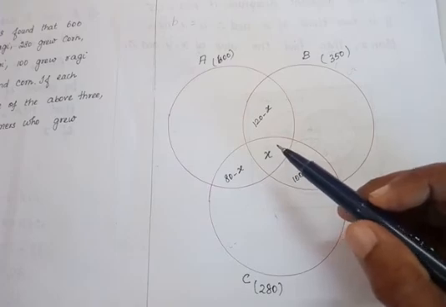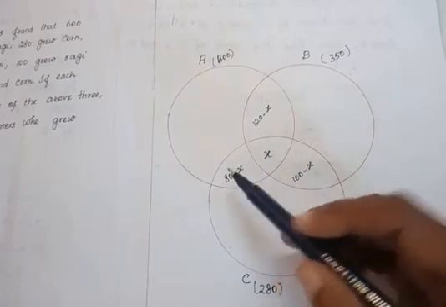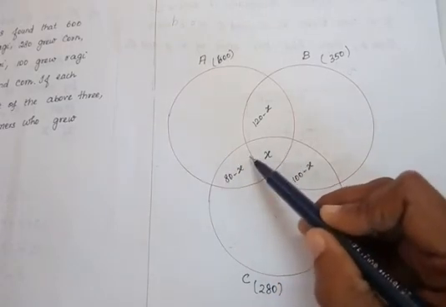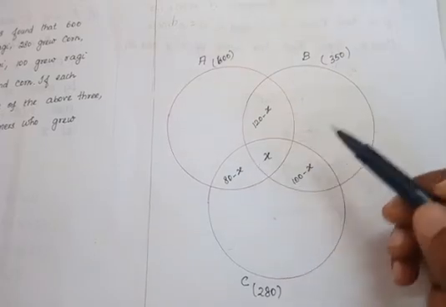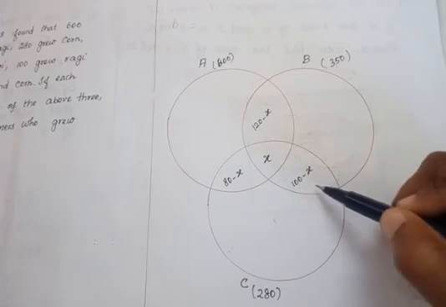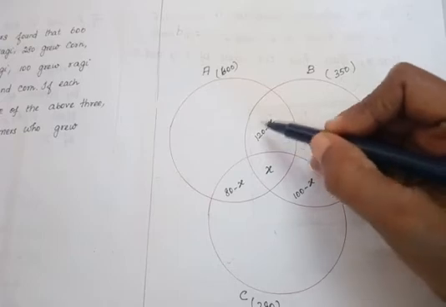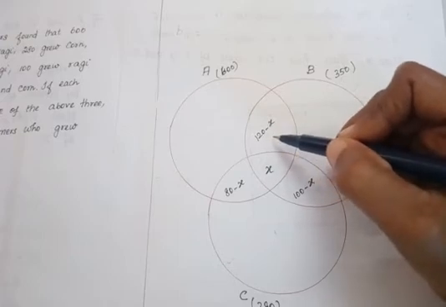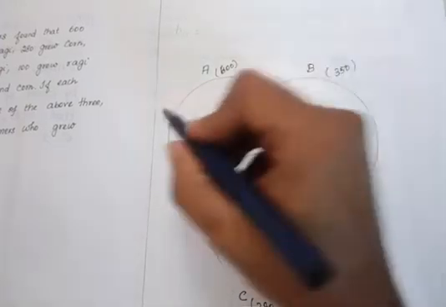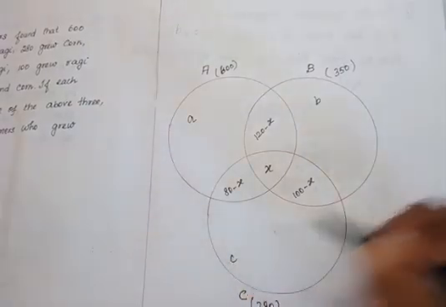The number of farmers who grew paddy and corn, that is n(A ∩ C), is 80. So we find this portion, that is 80 − x. And B ∩ C is totally 100, so this portion is 100 − x. And A ∩ B is 120, so this value is 120 − x. This portion is small a and this is small b and small c.